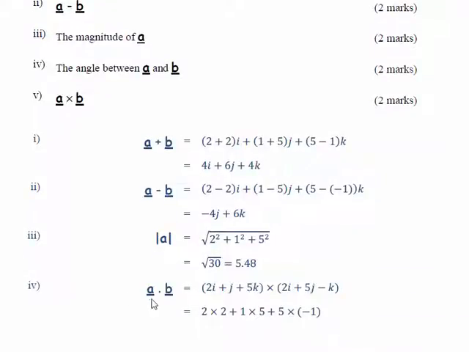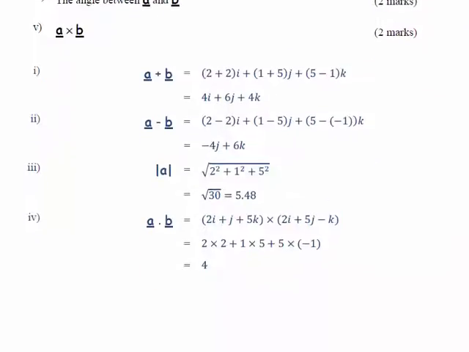Part 4. Find the angle between A and B. The vector dot product can be found by multiplying the two vectors together. Any product of an i and a j or an i and a k will be 0, so we only have 2i times 2i plus j times 5j plus 5k times minus k. So that gives us 2 times 2 is 4, 1 times 5 is 5, 5 times minus 1 is minus 5, so the answer is 4.